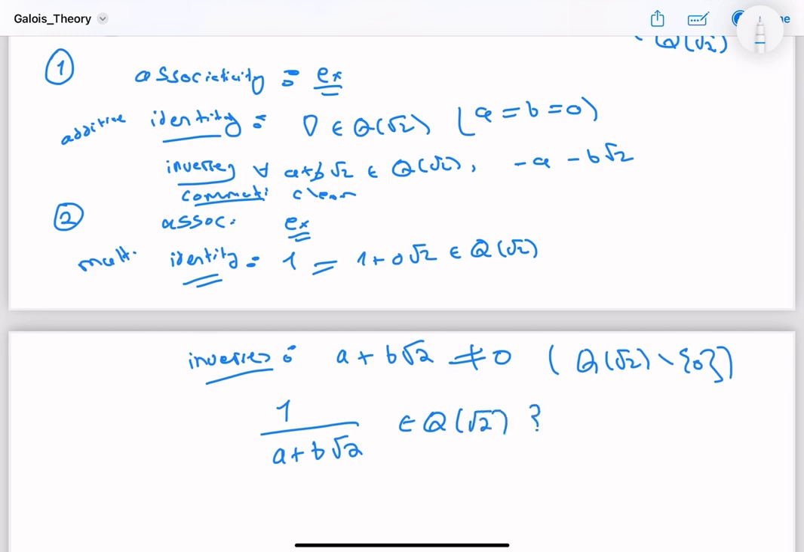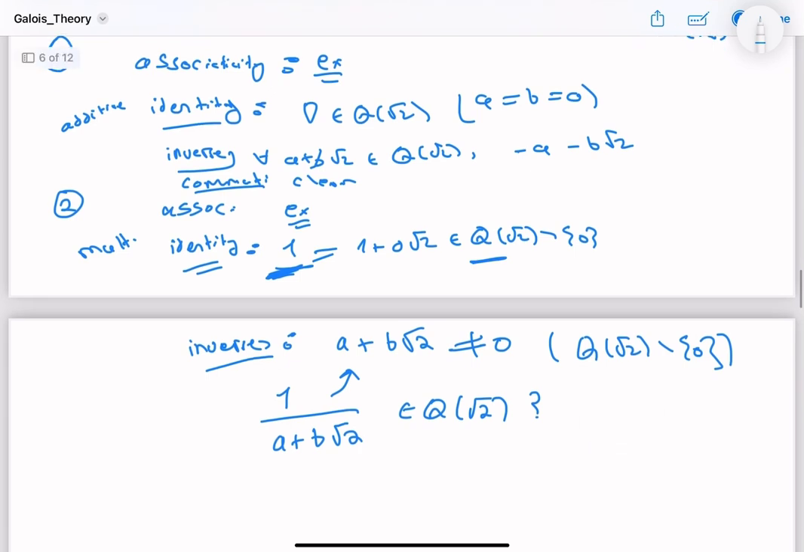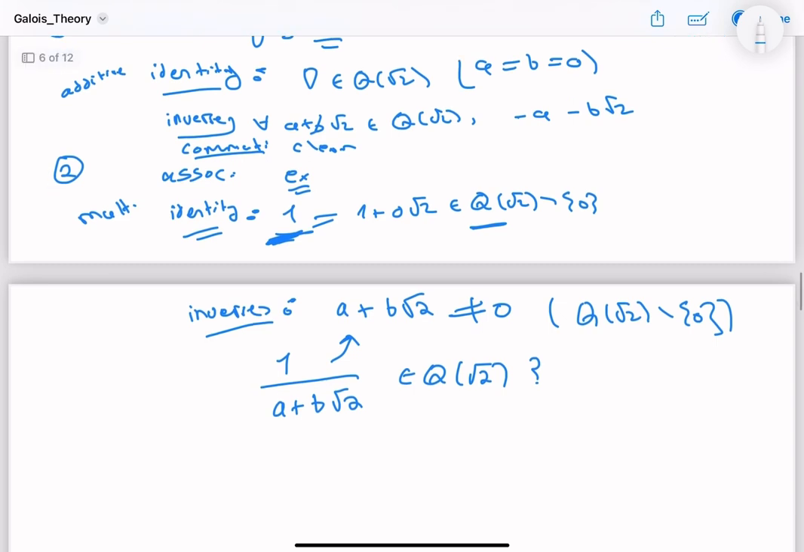Why? We do know that this is the inverse of this. We know that if we multiply these two, we get back 1, which is the identity in our group, right? But the question here is: why is it the case that this is an element of Q(√2)? Is it clear from just looking at this?